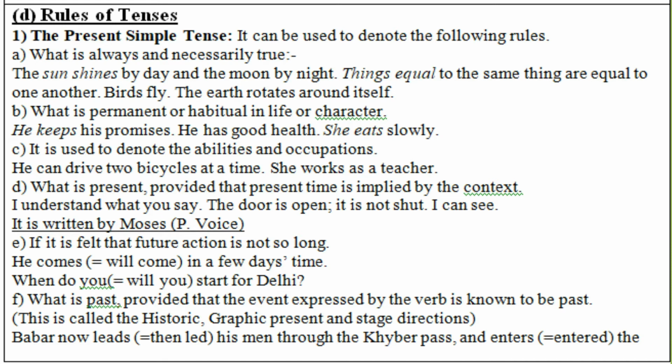Things equal to the same things are equal to one another. They are not at all changed. Next, the earth rotates around itself, or the earth goes around the sun. The earth rotates around itself. It is universal truth, always and necessarily true.